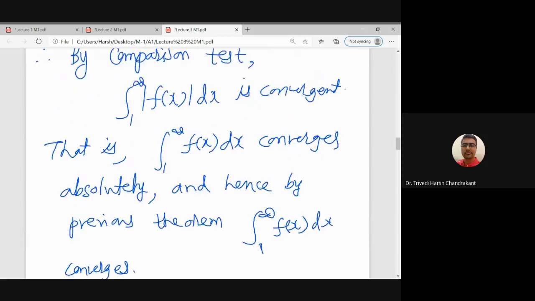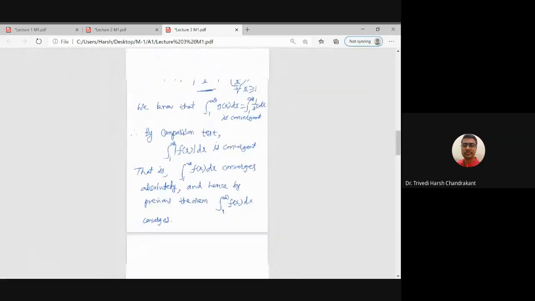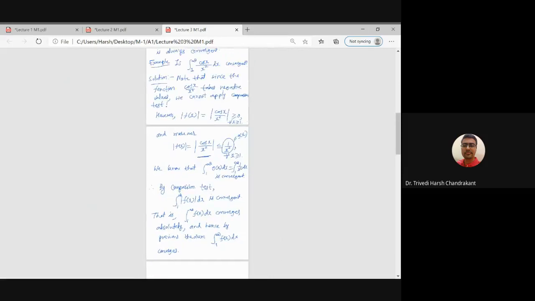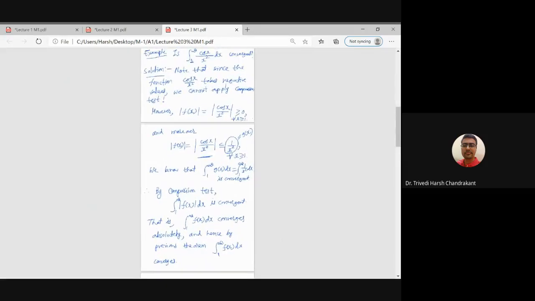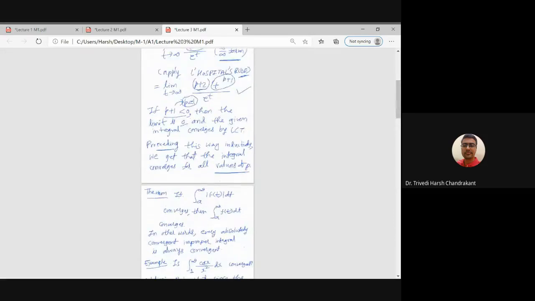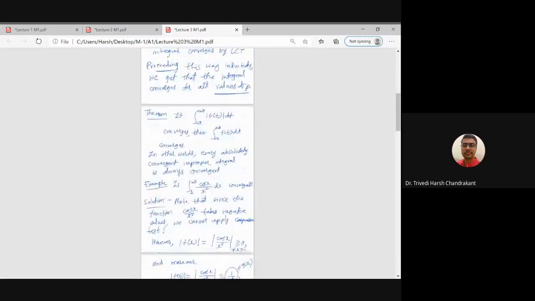So this is one way to show that the given integral is convergent. We have shown that the integral of cos x by x squared dx is absolutely convergent, and once it is absolutely convergent, it is itself convergent. This theorem is only in one direction, so we cannot use it for divergence. If the integral of f is divergent, then the integral of mod f is divergent. But if the integral of mod f is divergent, it is not required that the integral of f is divergent.